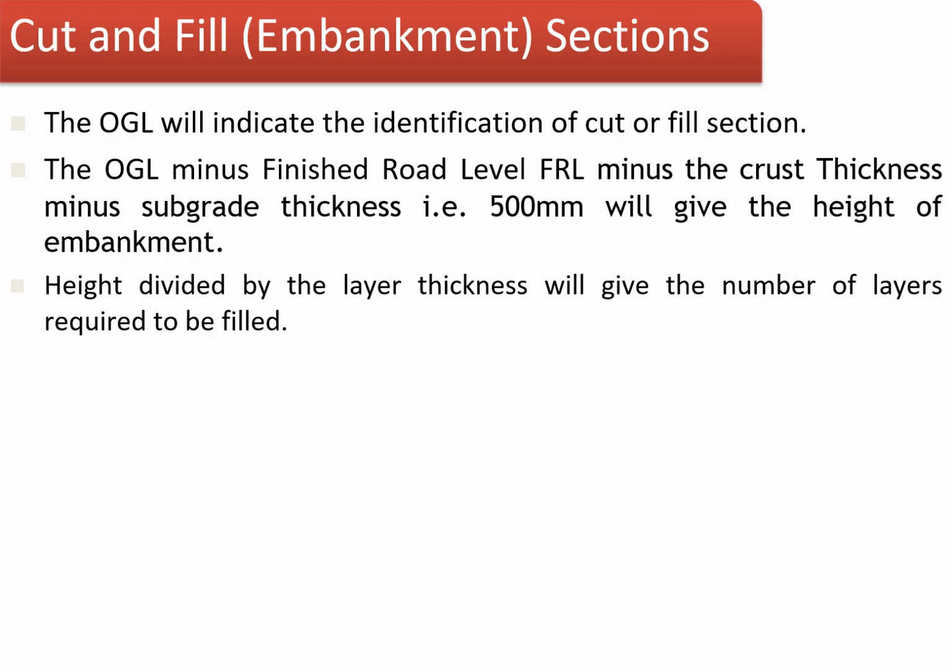If you deduct the original ground level from the finished road level, you will get the complete height of the cross section. Out of that, when we deduct the crust thickness and the subgrade thickness, we will get the height of the embankment. Now, if you have a height of embankment of say around 1 meter, you know that each layer should have 250 millimeters of layer thickness as per MoRTH. So the number of layers required to reach the FRL level is 4.